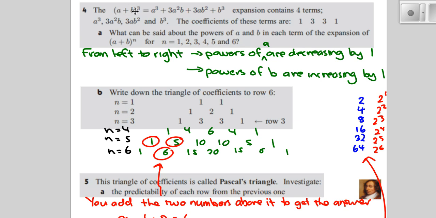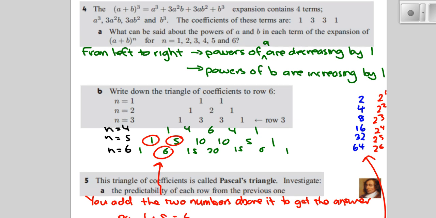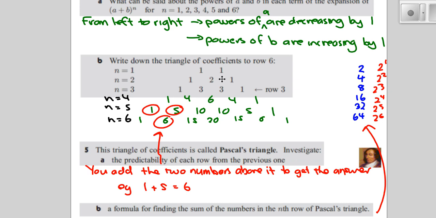Write down the triangle coefficients to row 6, so you realize it was Pascal's triangle. You're also asked to investigate the predictability of each row from the previous one. So this was just assuming you didn't even know what Pascal's triangle was about, so it was just that you add 2 numbers above it. So you add the 2 numbers above to get the number below. And the last one was find a formula for finding the sum on the nth row.